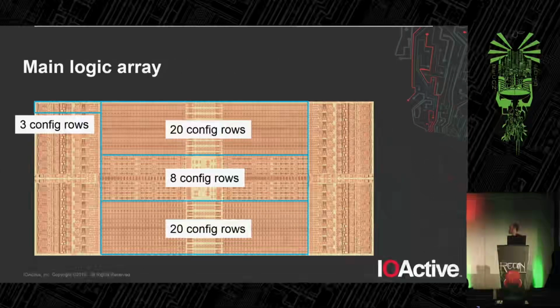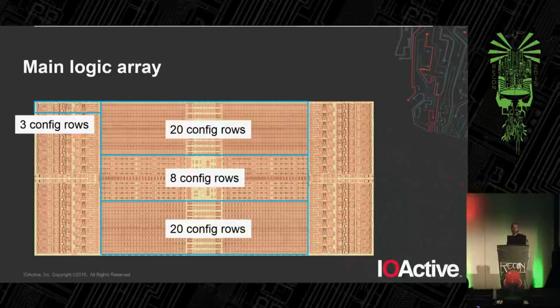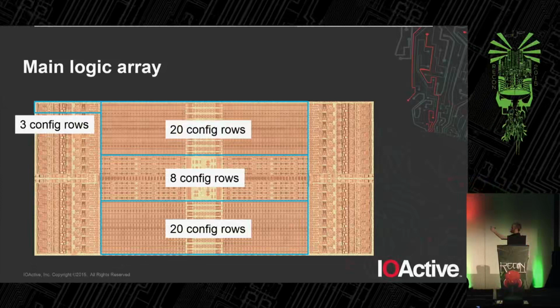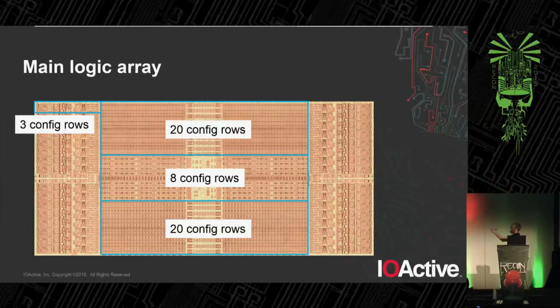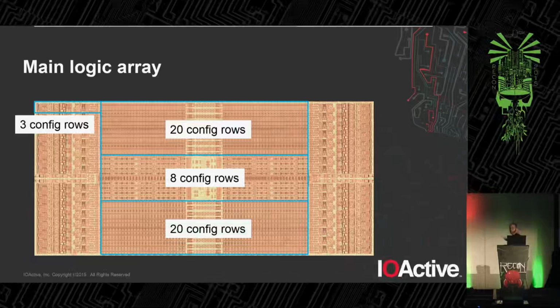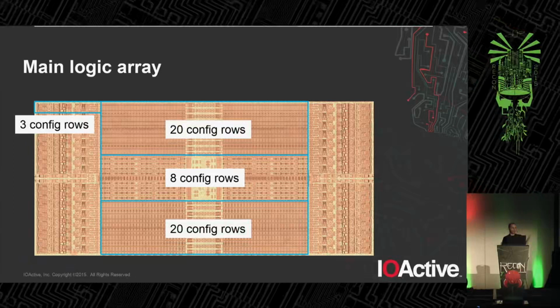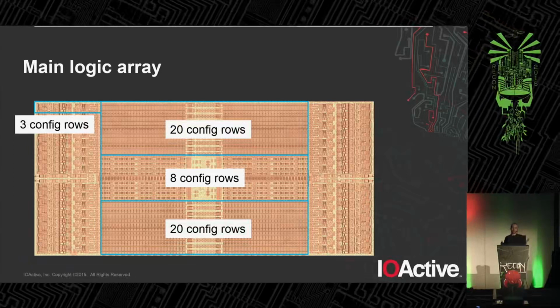So now let's take a look at the main logic array. If we look at where the SRAM cells are and count how many rows high each individual block is, we see that the AND array is 20 rows high, the OR array is 8 rows high, the other half is 20 rows high, and each macro cell is 3 rows high. So that gives us a pretty good idea. We know, left to right, which bits in the bitstream configure which logic just by what's physically proximate to it.